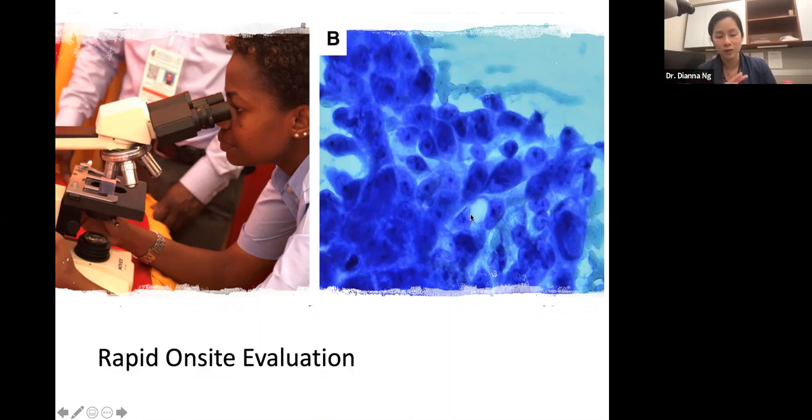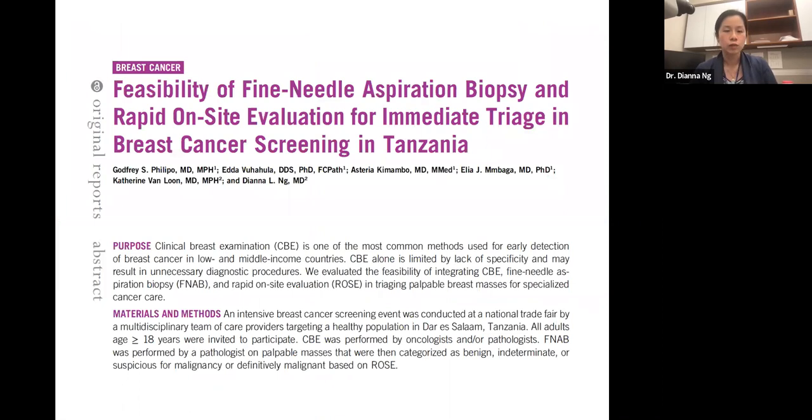For those of you who are pathologists, this is obviously malignant. Here you can see cells that have been stained with toluidine blue. You can see really large, disorganized cells with large nuclei, very prominent nucleoli, vesicular chromatin. So this is clearly an adenocarcinoma. And we published this study, our experience of not just teaching but applying ROSE to a breast cancer screening program, to really immediately triage patients.